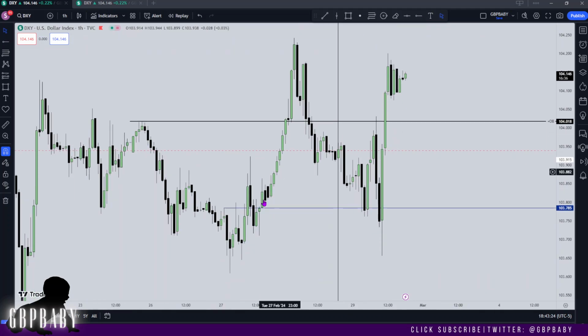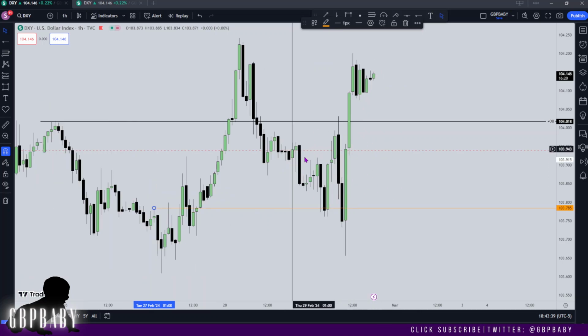I delineated an orange level right here, and I was saying watch this level for price, and you'll see price came down during London, traded aggressively off of it, but then it came back down one more time to grab stops below it, wicking further down, and then expanded higher. So don't get me wrong, this price action, it is very tricky. This did throw me off. I didn't expect us to touch this level twice, once, then twice like this.